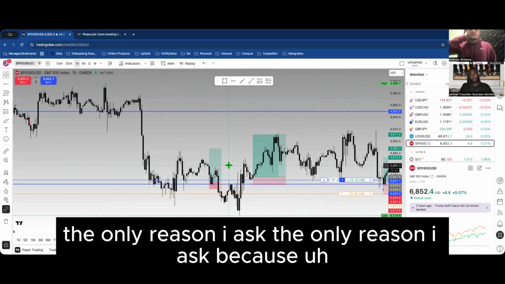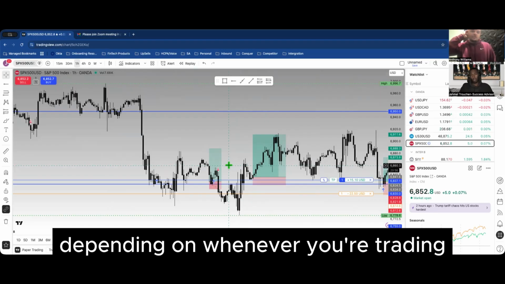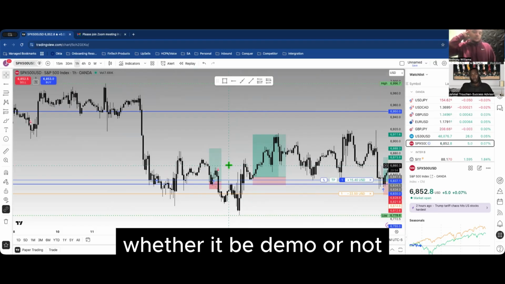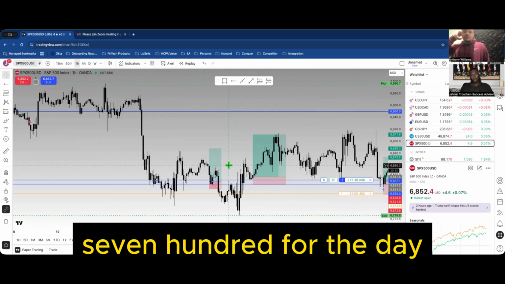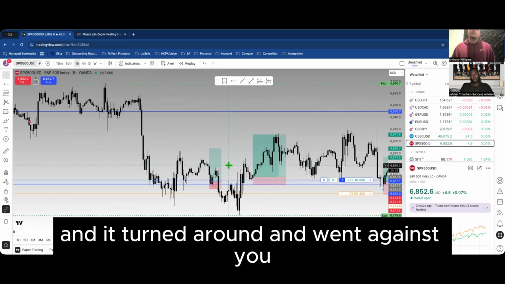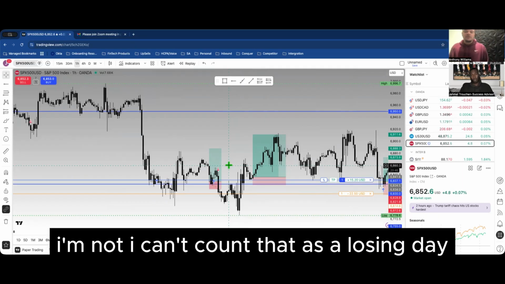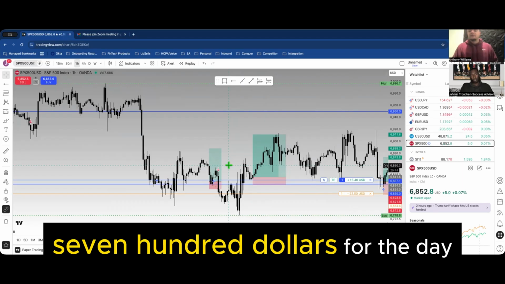The only reason I ask is because depending on whenever you're trading or whatever you're trading, whether it be demo or not, if you made 500, 600, 700 for the day and it turned around and went against you, I can't count that as a losing day when you could have pulled out $700 for the day.